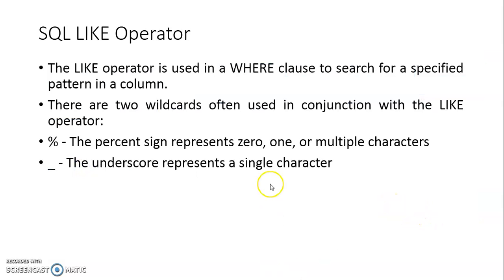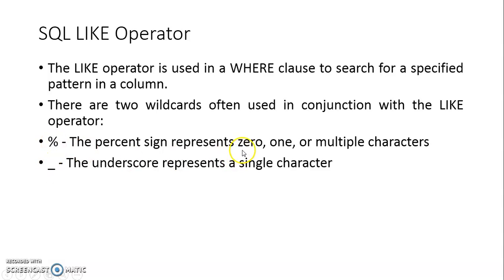Now next one is our SQL LIKE operator. Yes, it is very easy to operate the LIKE operator. It is used in a WHERE clause to search for a specific pattern. Here we are accessing the particular record based on a pattern. There are two wildcards which we can use in the LIKE operator. First one is the % symbol and second one is underscore.